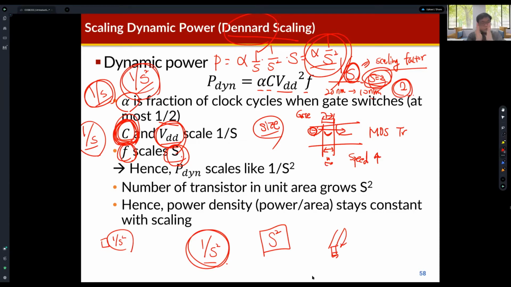Because the transistor size is reduced, we can include more transistors in the same area. So the number of transistors becomes S square. So the dynamic power of a single transistor is reduced by 1 over S squared, and the number of transistors in a unit area becomes S squared. So which means 1.